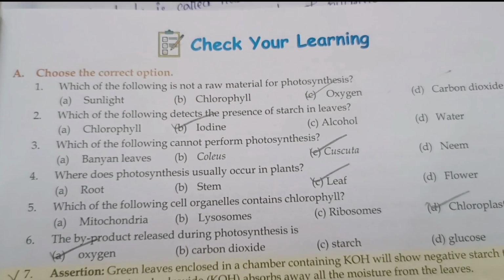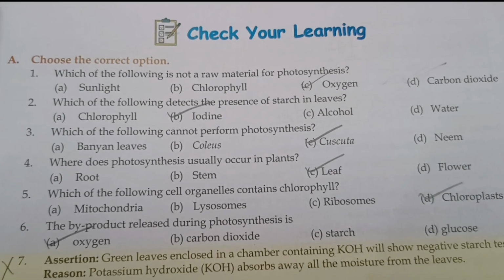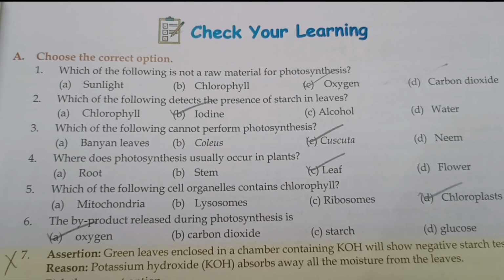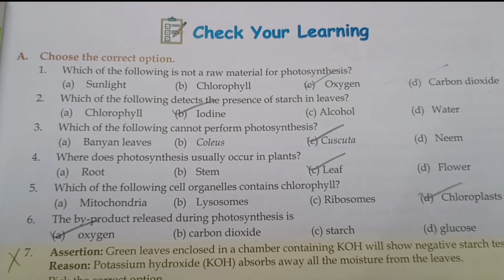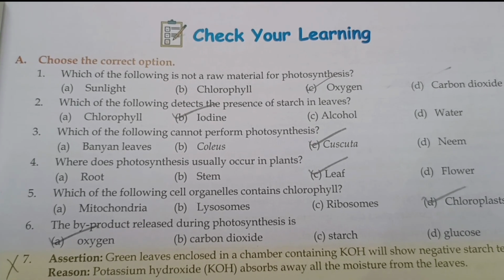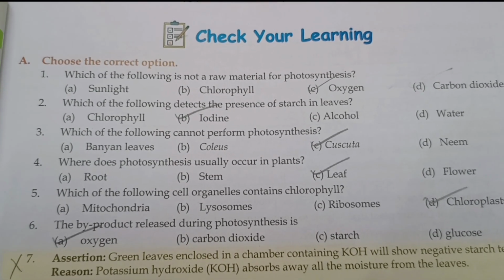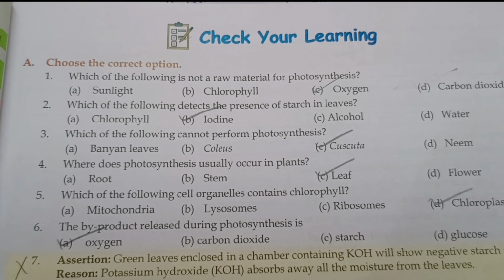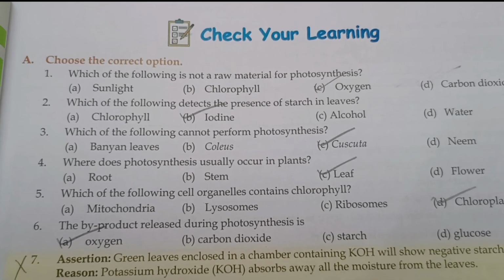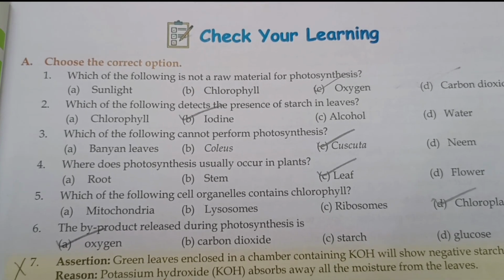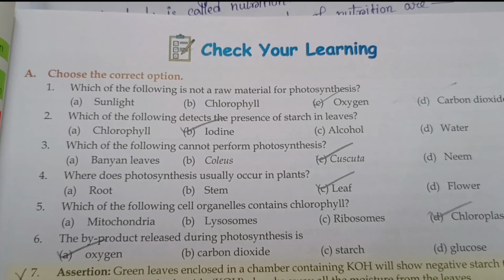Number 1, which of the following is not a raw material for photosynthesis? Answer is C, oxygen. Number 2, which of the following detects the presence of starch in leaves? Number B, iodine. Number 3, which of the following cannot perform photosynthesis? Option C is the answer, cuscuta.